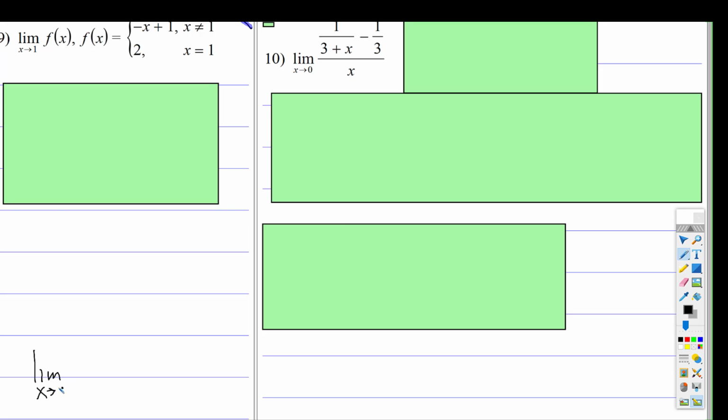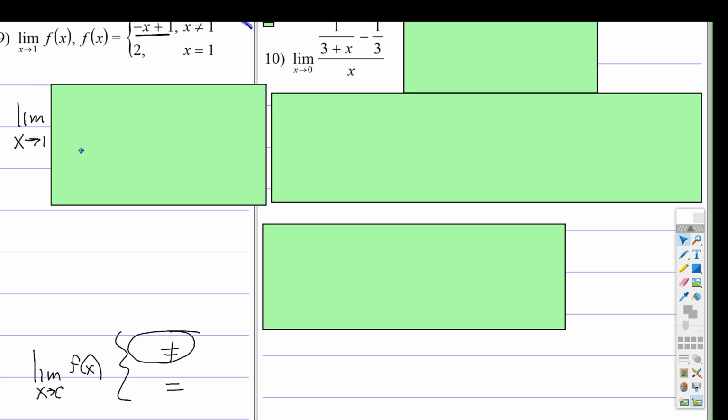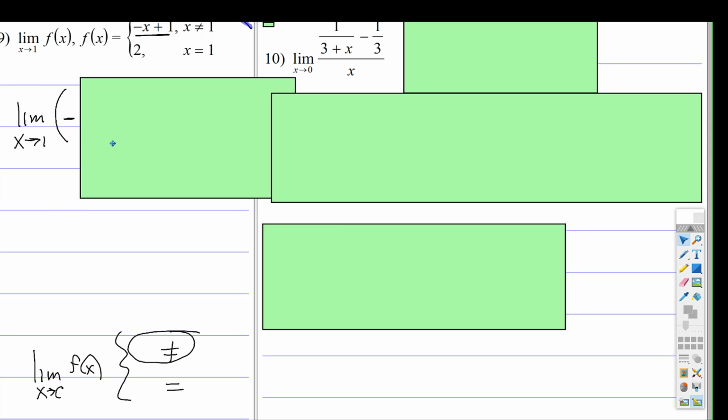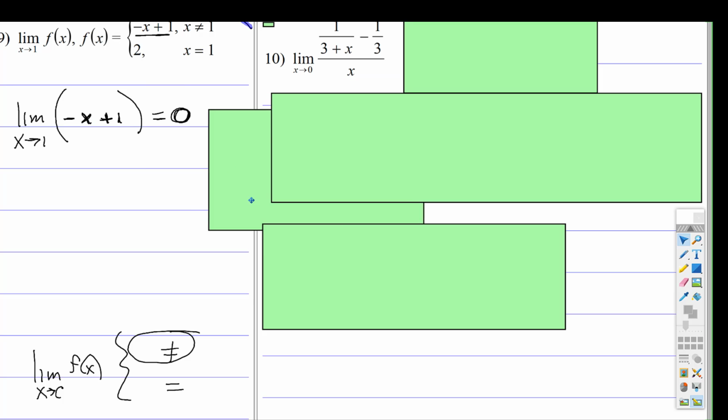So when you have a limit as x approaches c, and it is a piecewise, and one says not equal and one says equal, this is the function that you choose to show your work. So this is what I mean. We're going to take this function, negative x plus 1, and we're going to write the limit as x approaches 1 of negative x plus 1, and then we plug that 1 in here. Well, the opposite of 1 is negative 1. Negative 1 plus 1 is 0.